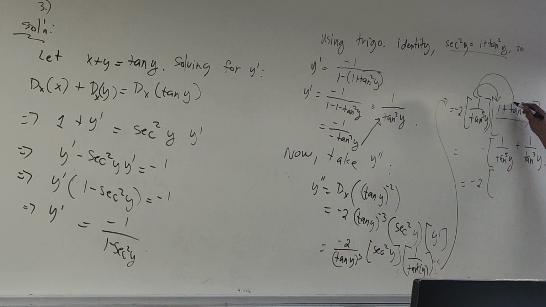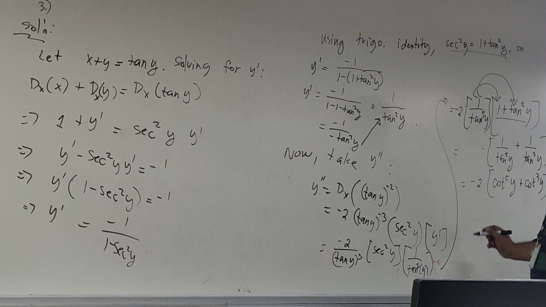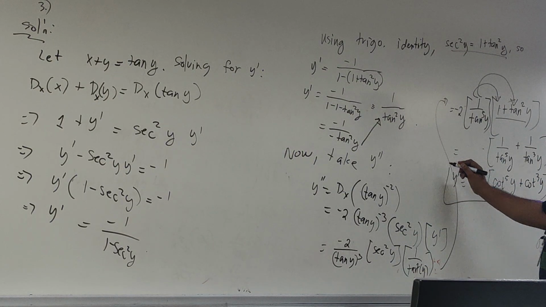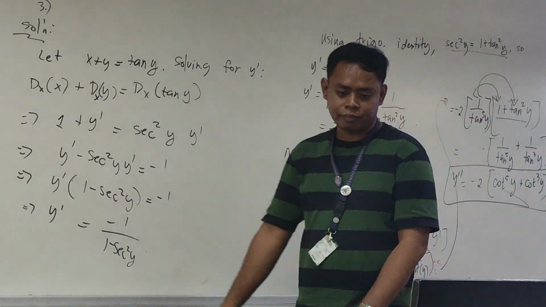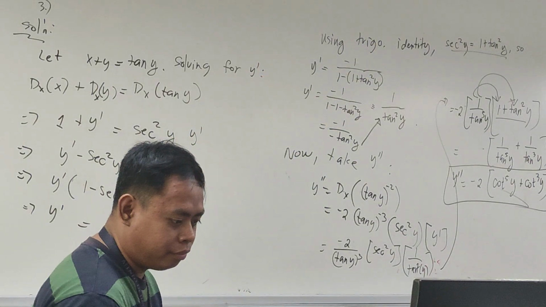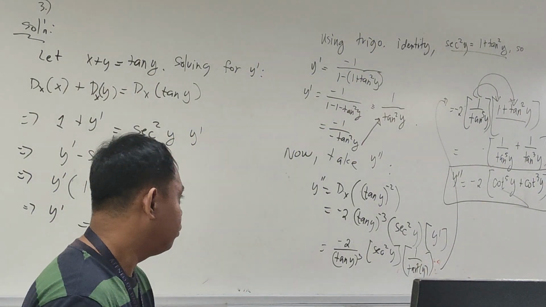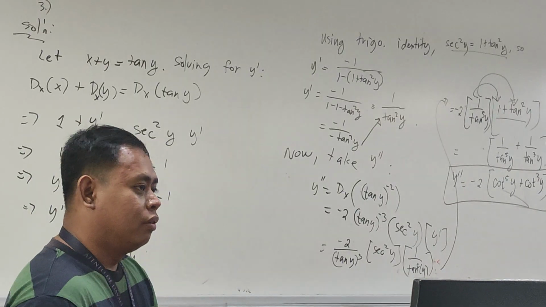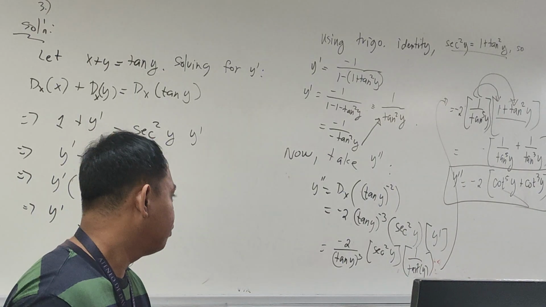It's just distributive lang, no? This one, distribute to every term. So with that, by the quotient identity for trigo, this is just cotangent of 5y plus cotangent cubed y. And that is our goal. Our y double prime is this value. Patingin na ulit.